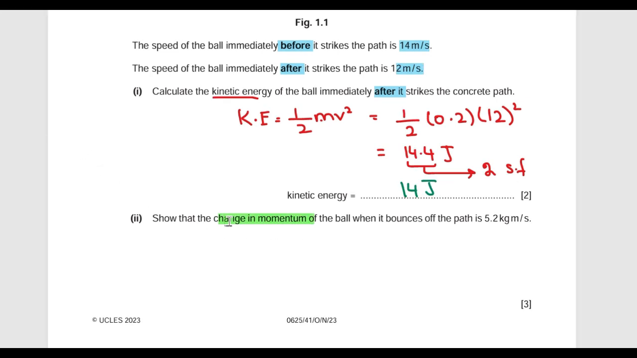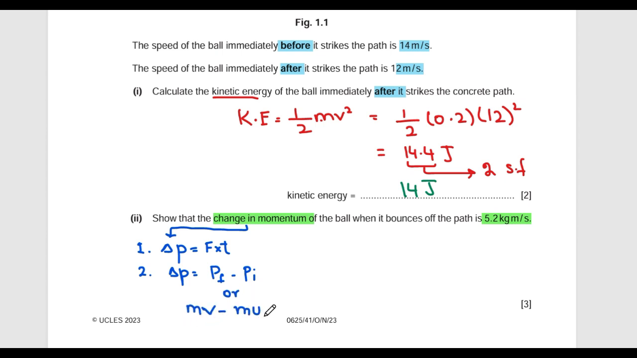Second part says show that the change in momentum of the ball when it bounces off the path is 5.2 kg meters per second. Change in momentum has two formulas. The first is change in momentum is equal to F times t, which is impulse, and the other is final momentum minus initial momentum, or m final speed minus m initial speed. I'm using the second formula.